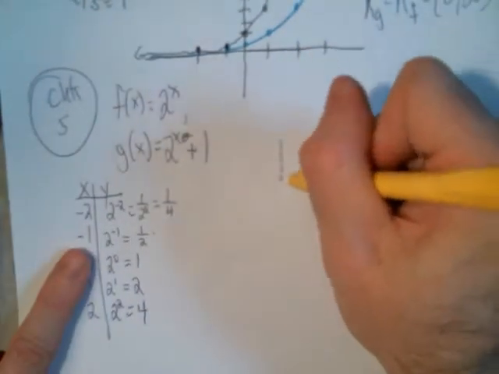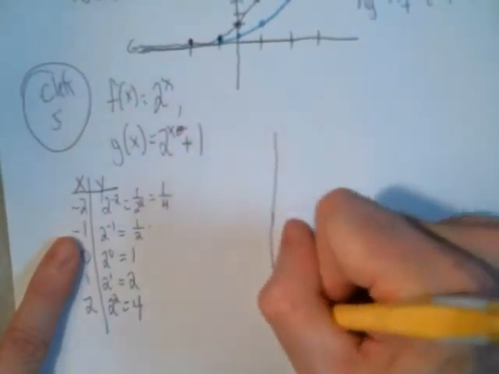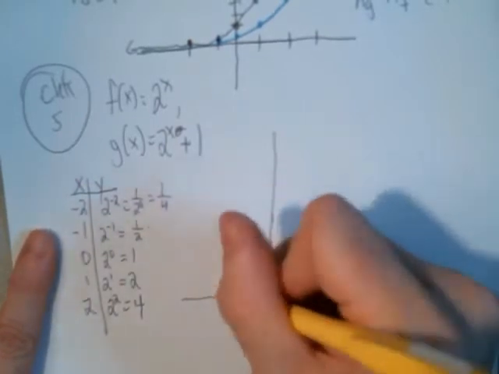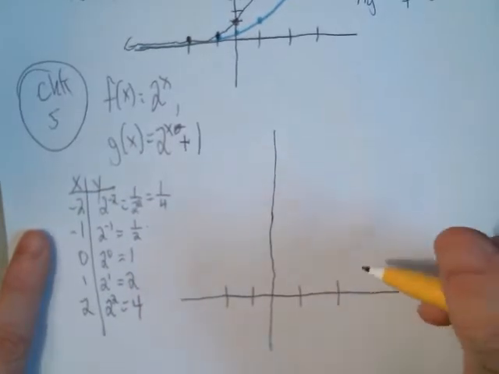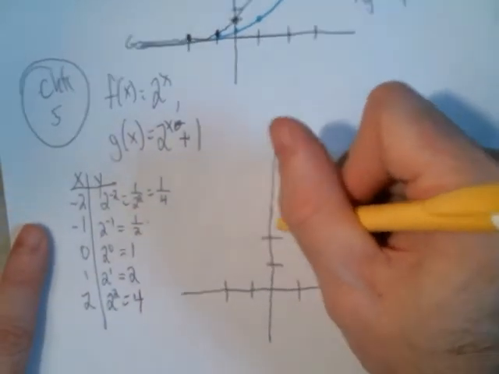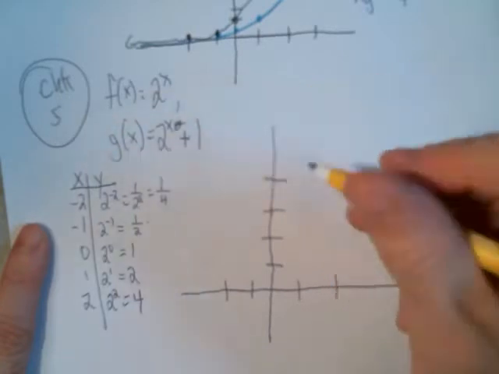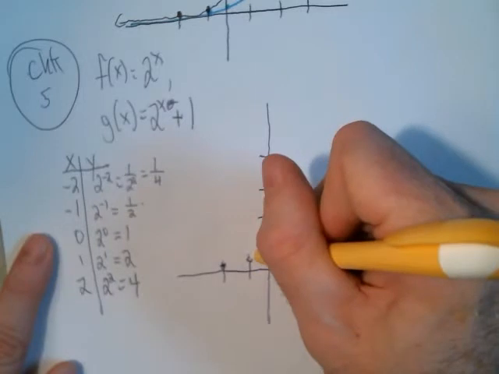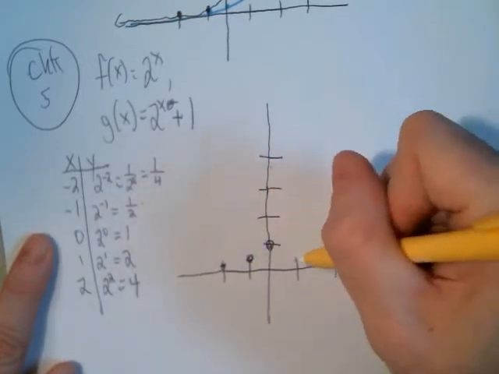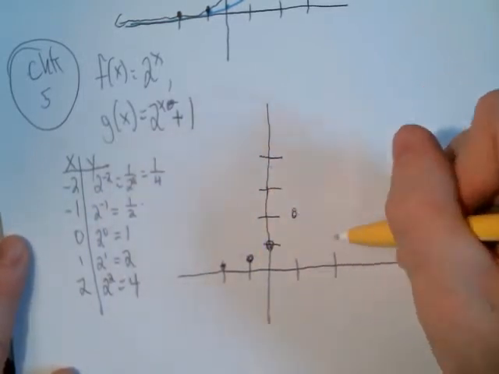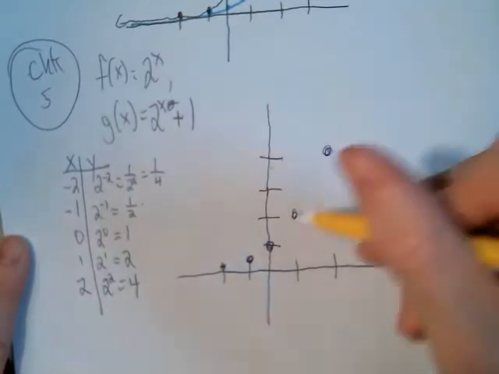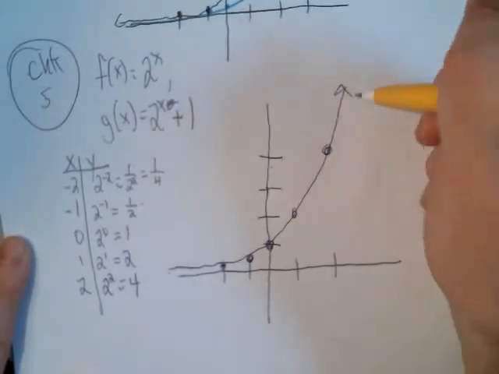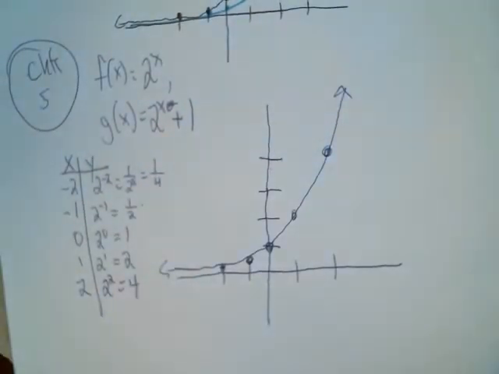Okay, so we'll graph that. Not much different than the above graph. So negative 2, 1/4; negative 1, 1/2; 0, 1; 1, 2; and 2, 4. Okay, so connect the dots, and then use translations on those dots to get your new graph.